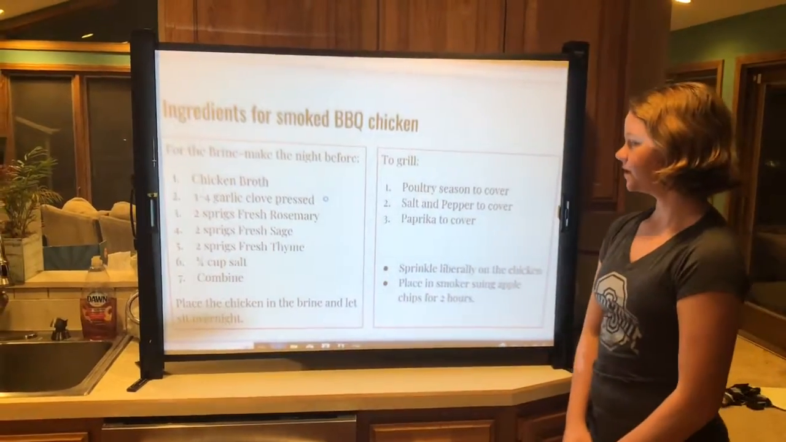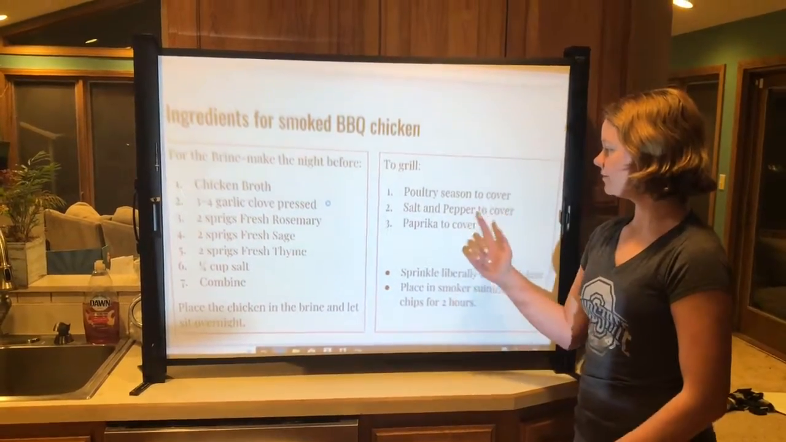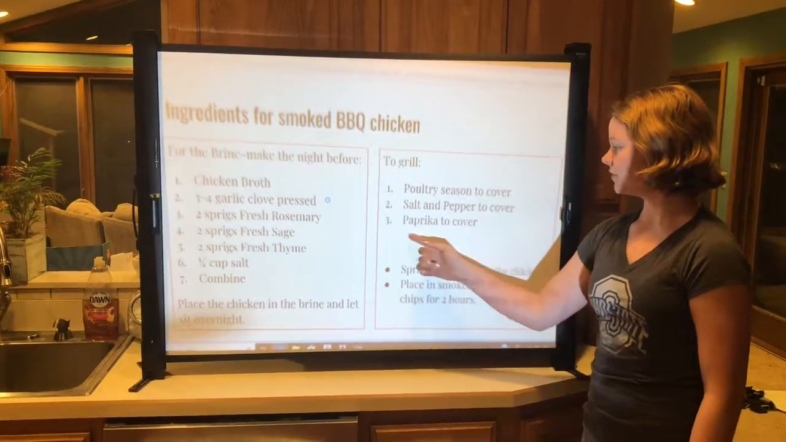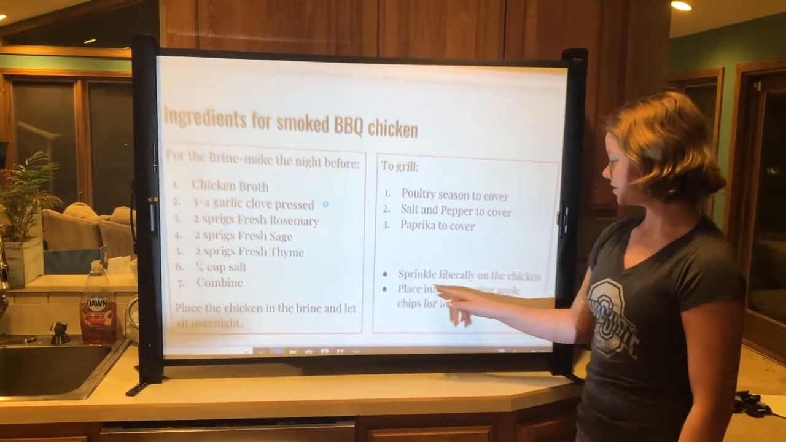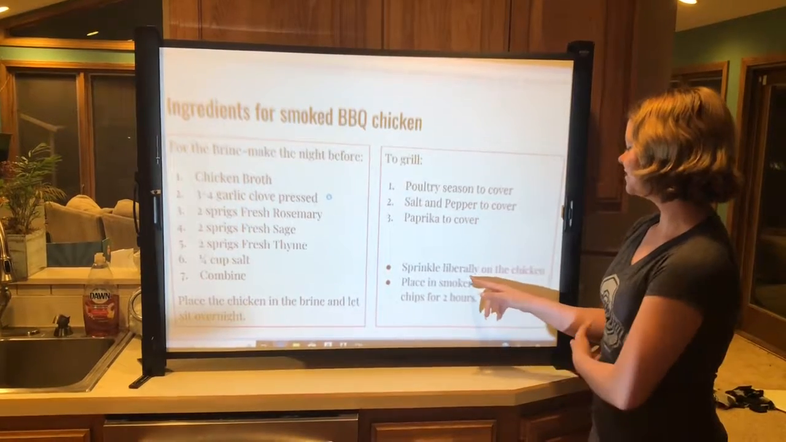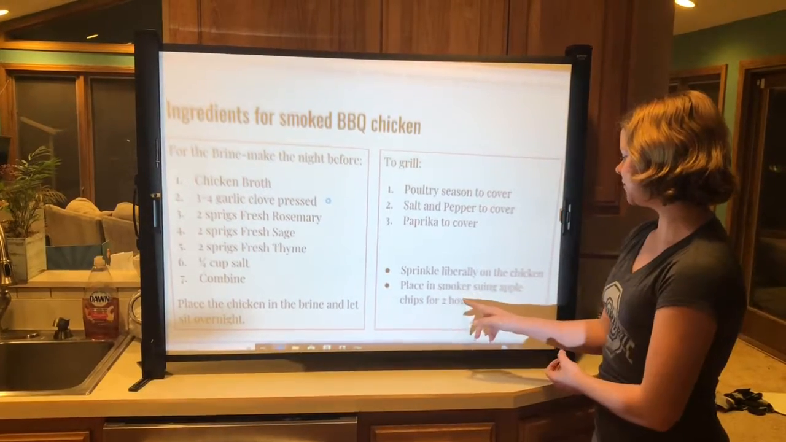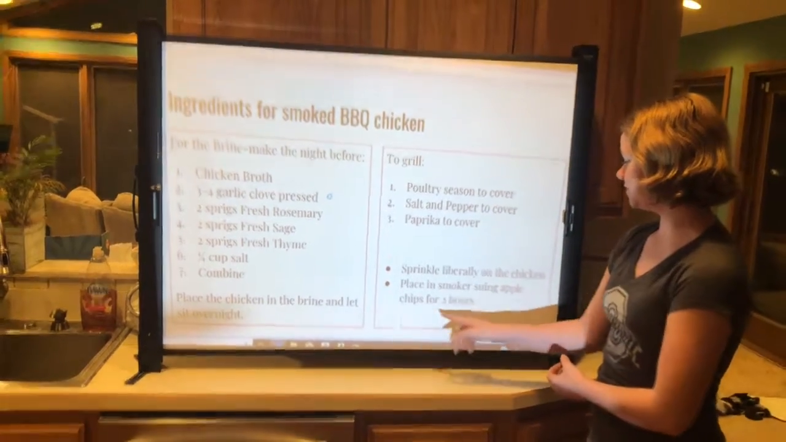To grill: poultry seasoning to cover, salt and pepper to cover, paprika to cover. Sprinkle liberally on the chicken. Place in smoker using apple chips for 2 hours. And now it's time to cook.